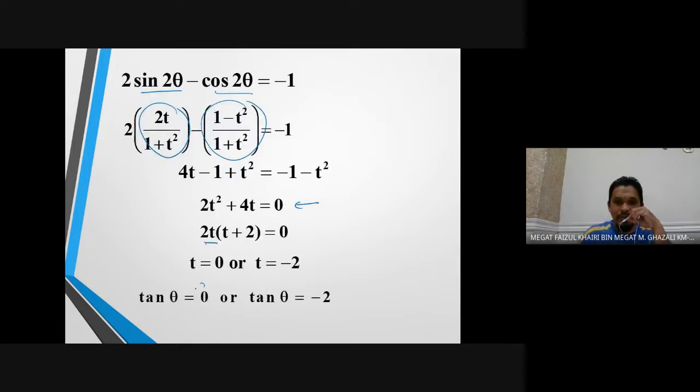So we have 0 and negative 2 here. Tangent theta equal to negative. For this one, tangent with negative lies in the tangent negative. In the first quadrant, tangent is positive. Second quadrant, tangent negative. Third quadrant, tangent positive. And the fourth quadrant, tangent is negative. So for tangent theta equal to negative lies in the second and the fourth quadrant here.